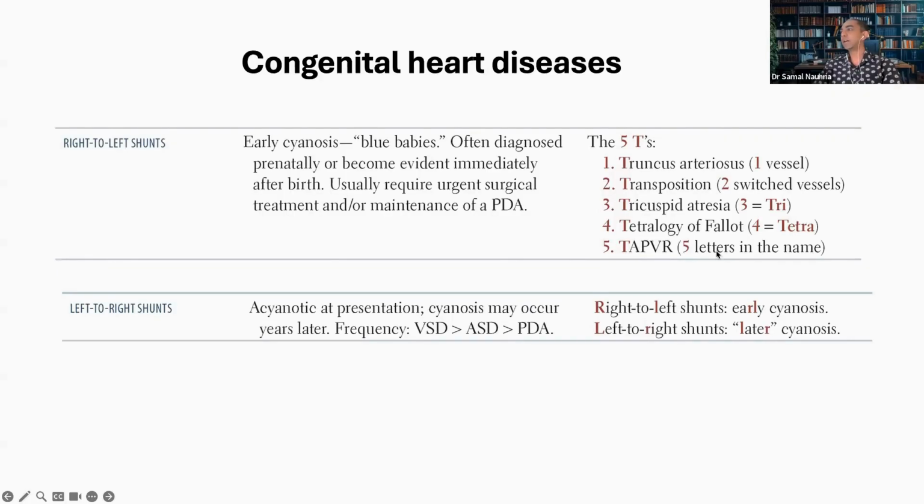And then we have TAPVR. So this is 5 letters in the name, and we'll talk about the features later, okay? So let's focus on tetralogy of Fallot, but let's also review what are the left to right shunts?